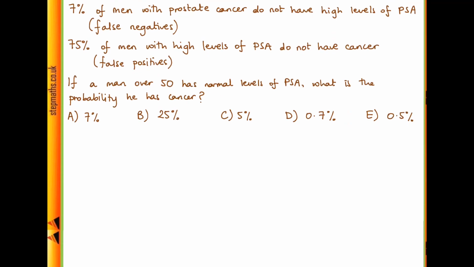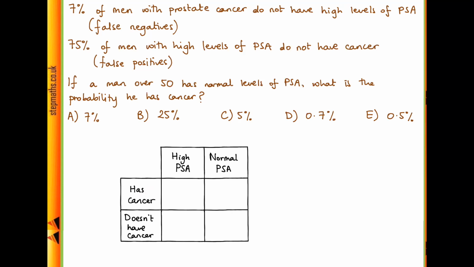So I'm going to start us off with a table. You can either have cancer or not have cancer, and have high PSA or normal PSA. So which of these are the false negatives and the false positives? If men with prostate cancer do not have high levels of PSA, then that's a false negative. So have cancer but normal PSA, so the false negatives will be in here. So FN. And if we have high levels of PSA but not cancer, then that's the false positives.